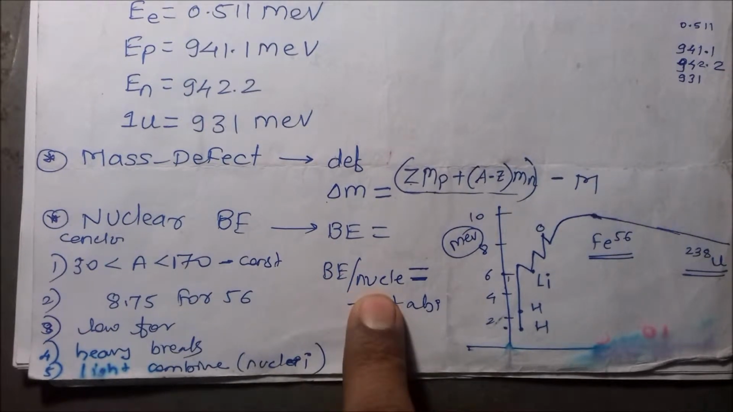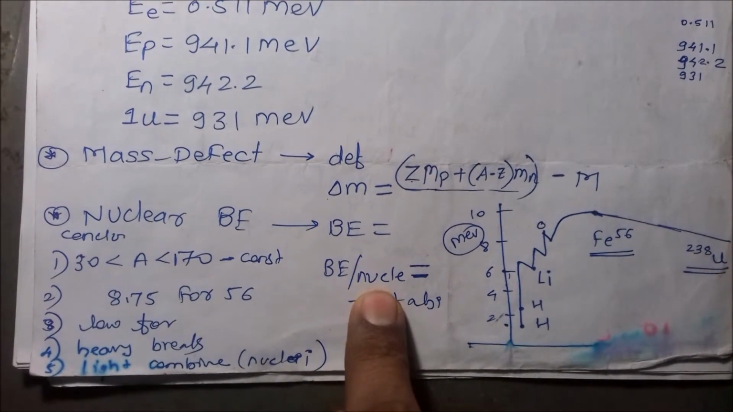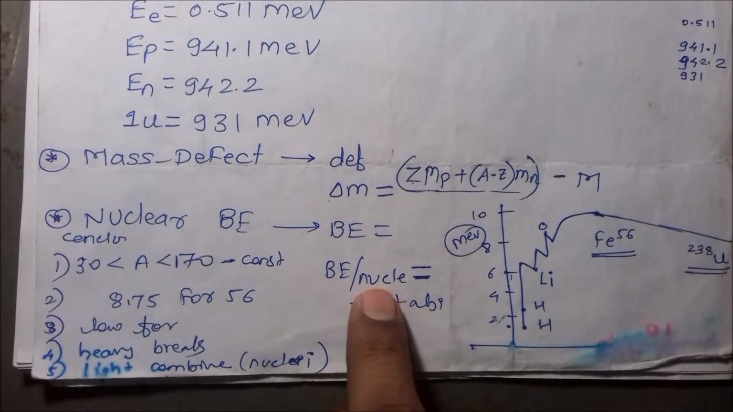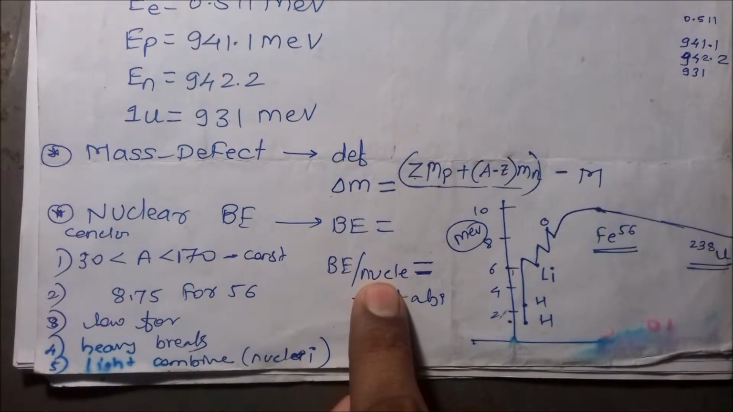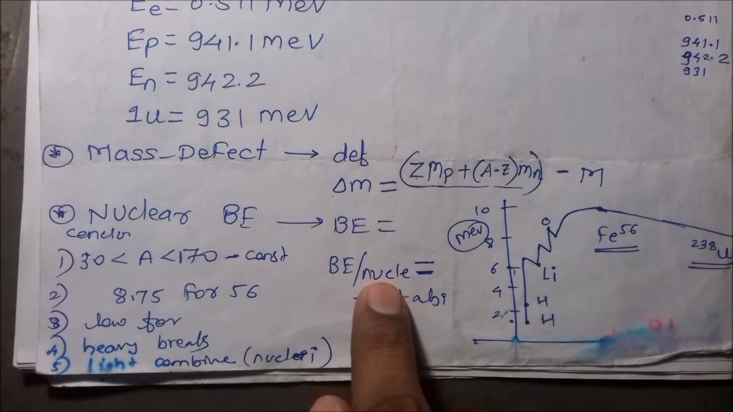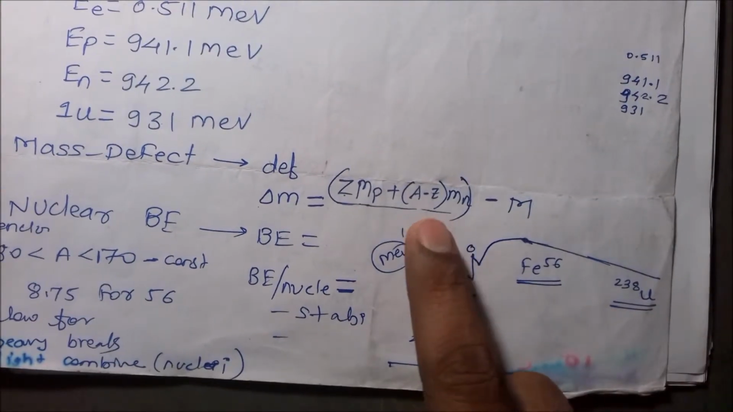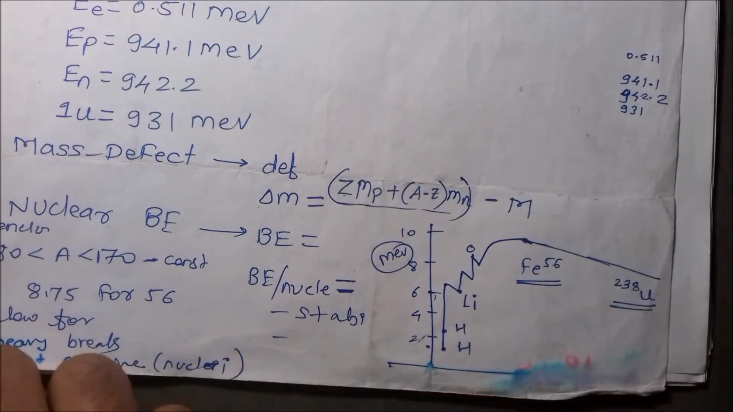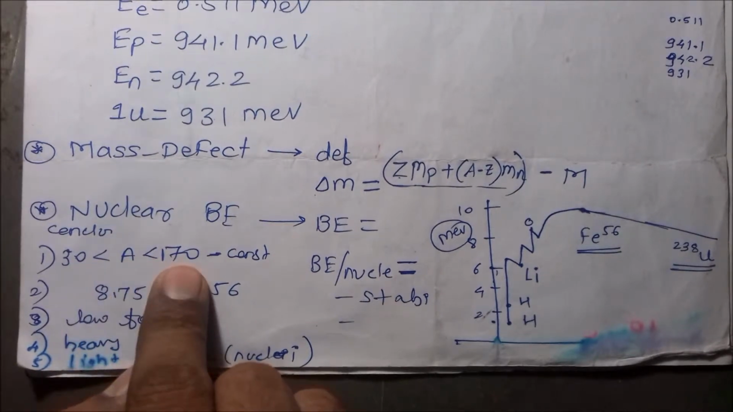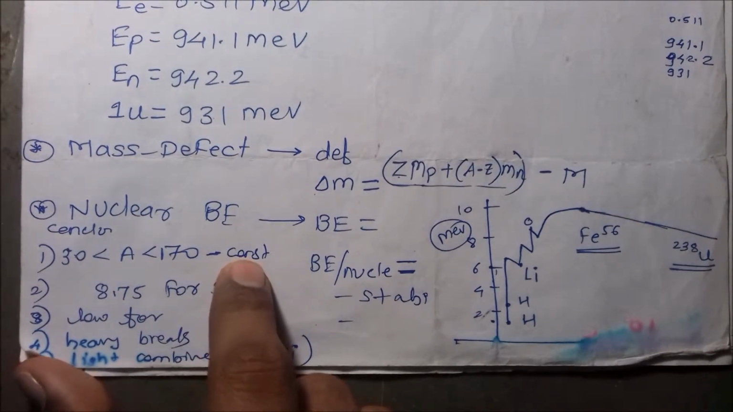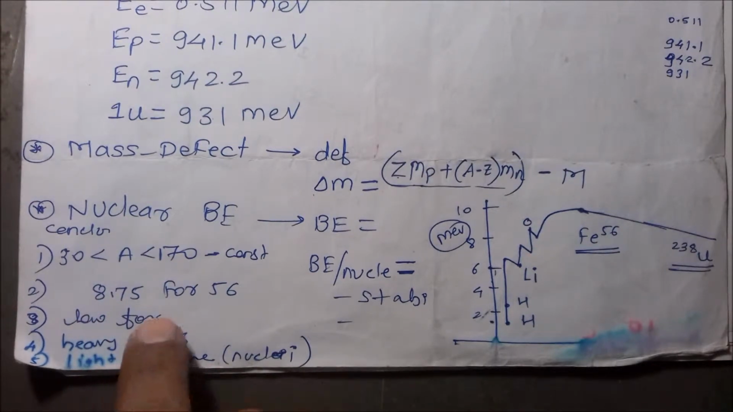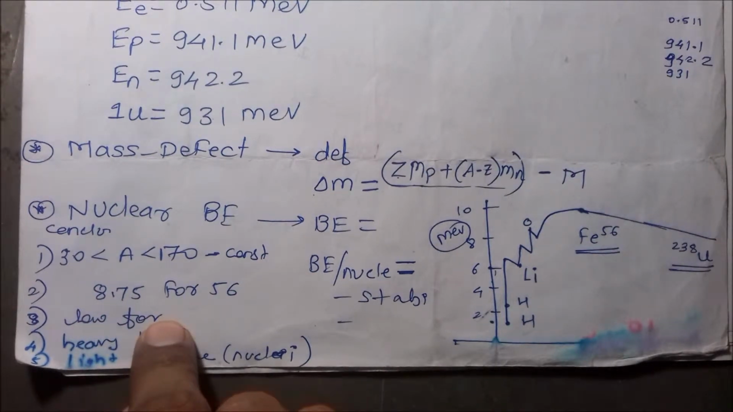Binding energy per nucleon indicates stability of nucleus. If it is more, then stability is more. If it is less, then stability is less. This is the graph indicating binding energy per nucleon on y-axis, and on x-axis A. If A is between 30 to 170, then binding energy is almost constant. For iron 56, binding energy per nucleon is maximum, it is 8.75. It is low for lighter nuclei as well as heavy nuclei.